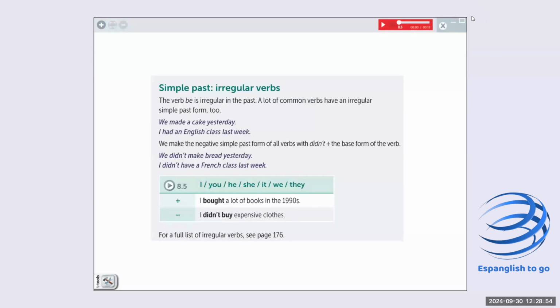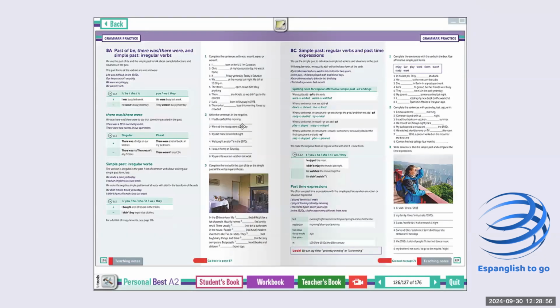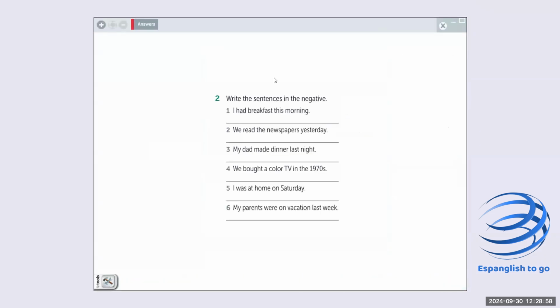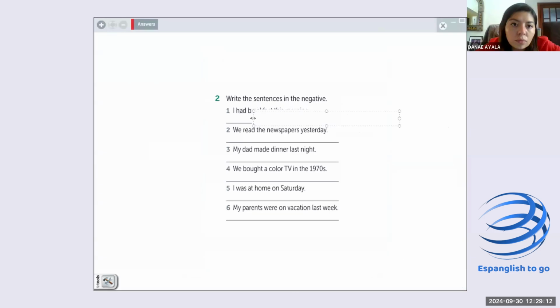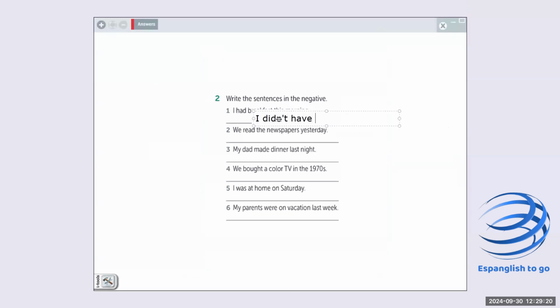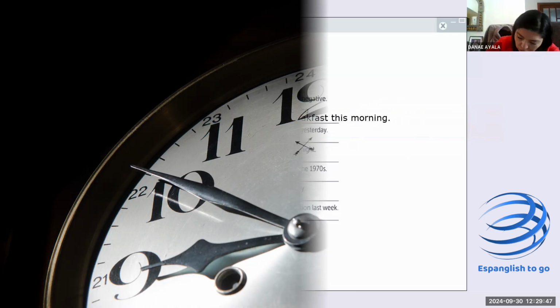Well, let's practice a little bit. Let's go to exercise 2. Write the sentences in the negative. Number 1, I had breakfast this morning. The verb had in the present is have. So the negative: I didn't have breakfast this morning. Okay, continue with the rest. We will check when you finish.